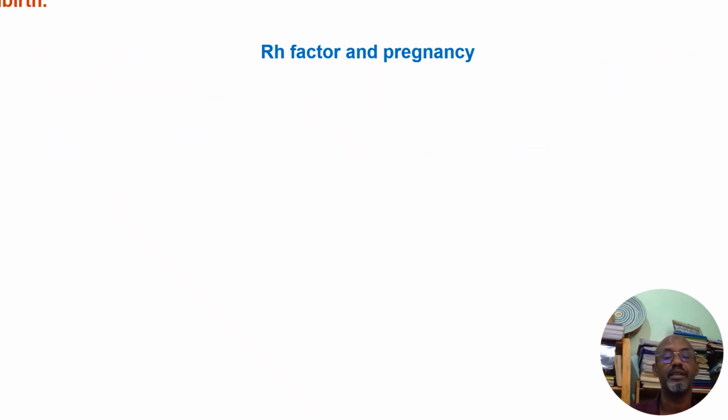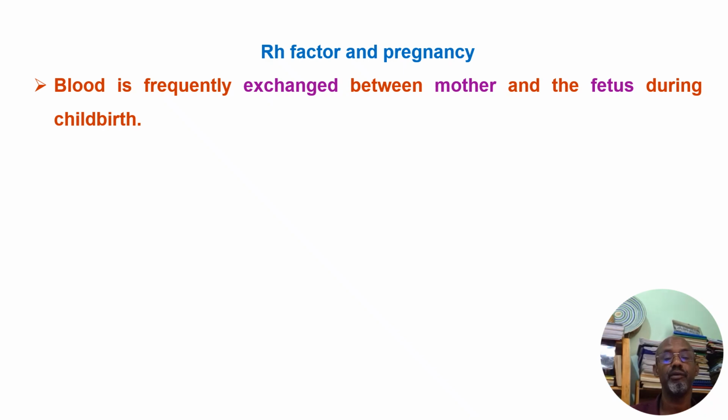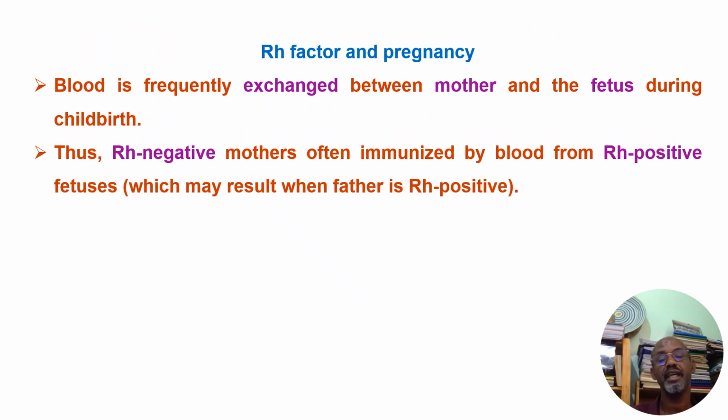Rh factor and pregnancy. Blood is frequently exchanged between mother and the fetus during childbirth. Thus, Rh negative mothers are often immunized by blood from an Rh positive fetus. Rh minus mothers may have Rh positive babies inside their body, which may result when the father is Rh positive. You see, when an Rh negative woman marries an Rh positive man, they can have a baby with Rh positive blood type.